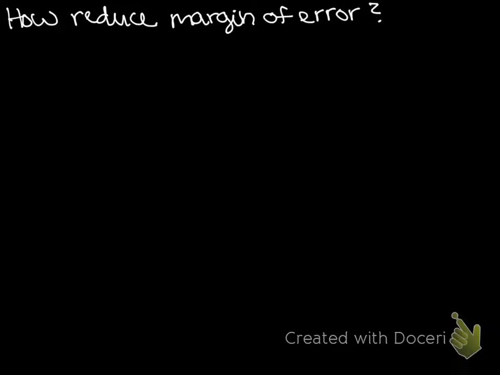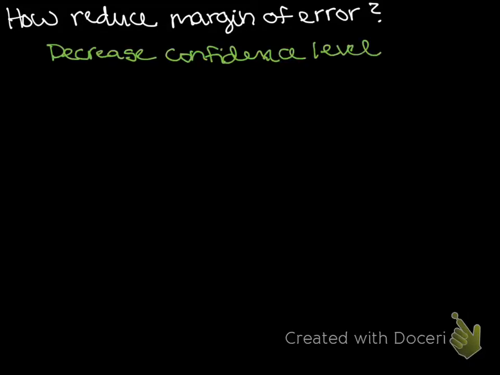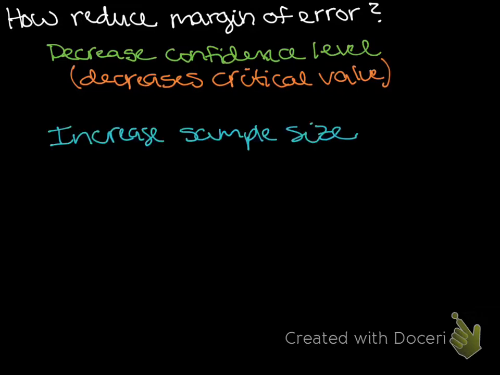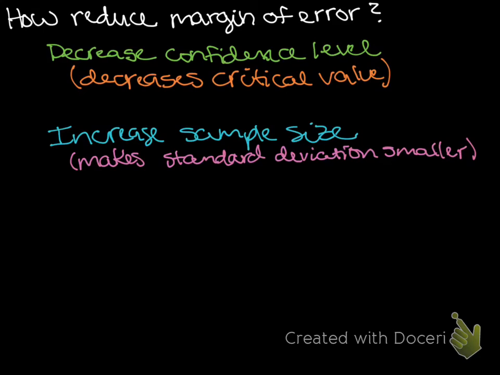How do we reduce the margin of error? All right, how do we reduce the margin of error? There's a couple ways we can reduce it. We want to make it smaller. The first thing we can do is lower our confidence level. The less confident we are, then the lower our critical value will be, and the smaller our margin of error. What's another way we can lower the margin of error? We can take a larger sample. By taking a larger sample, we reduce the standard deviation, and that makes the margin of error smaller.